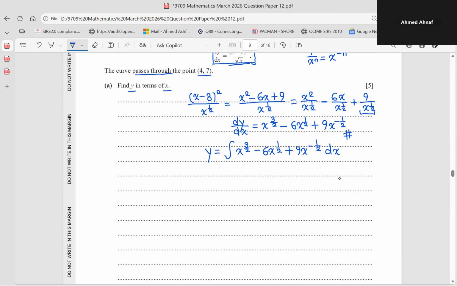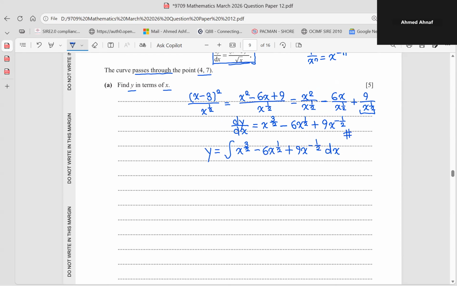So just like what we did with integration for differentiating, you integrate each term separately and keep the sign, okay? So integrating x to the power of 3 over 2, instead of minusing the power, you add 1 to the power. So 3 over 2 plus 1, that is 5 over 2. And you divide by the new power, 5 over 2. Keep the minus sign and integrate this term.